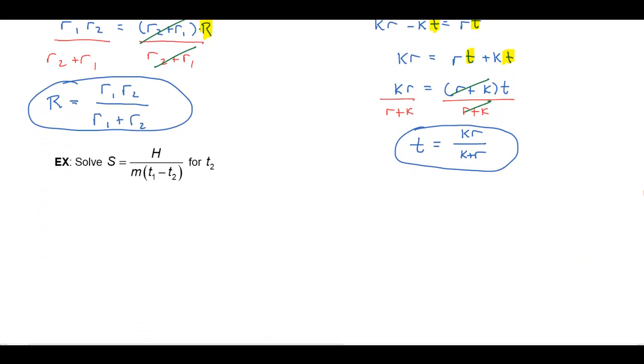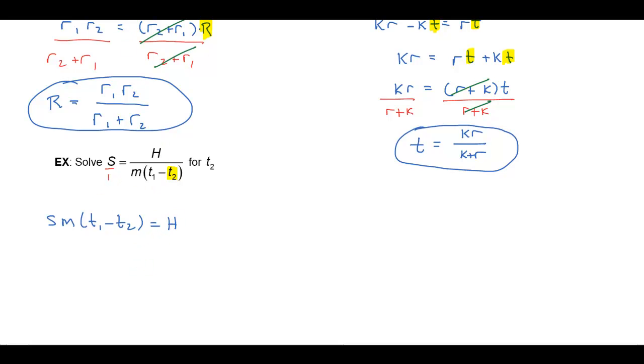All right, one last example here, a little more complicated. I'm trying to get t2 all by itself on one side. So again, the first step is to always go ahead and get rid of the fractions. Just like in the previous example, I'll think of this as s over 1. And let's go ahead and cross multiply. I'm going to get sm times t1 minus t2 is equal to h times 1.